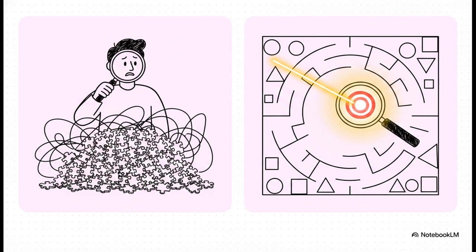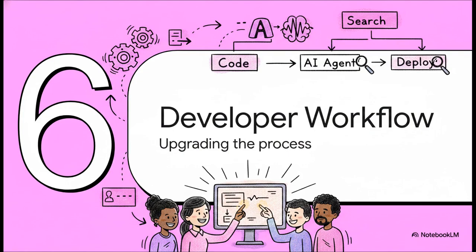That's why LSP, the Language Server Protocol, is a total game changer. It gives the agent the exact same symbol-level navigation a developer gets in a modern IDE. It knows the difference between identically named functions and can trace an exact reference across dozens of files instantly, with perfect language-aware accuracy.